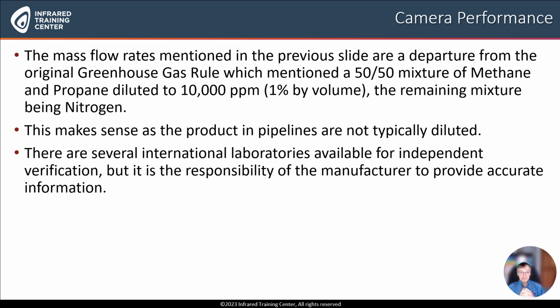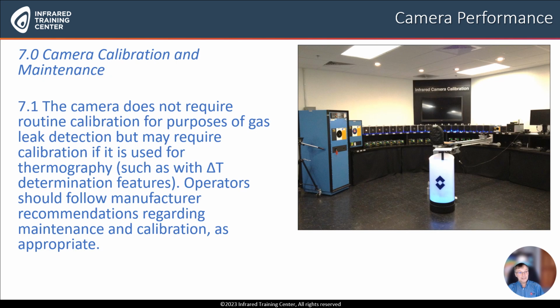Now, changing this makes a lot of sense, as the product in pipelines is not typically diluted. There would be no financial benefit for a manufacturer to go ahead and dilute their natural gas. That would require 100 times the flow to deliver to our customers. So this makes a lot of sense. Now, there are several international laboratories available for independent verification, but it's the responsibility of the manufacturer and the owner and the operator to provide accurate information to the EPA if requested.